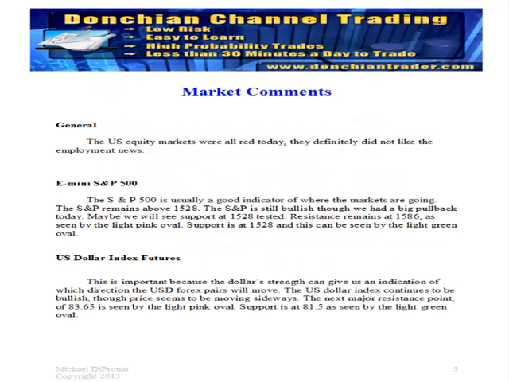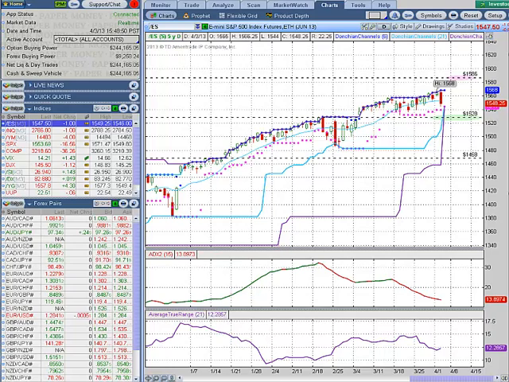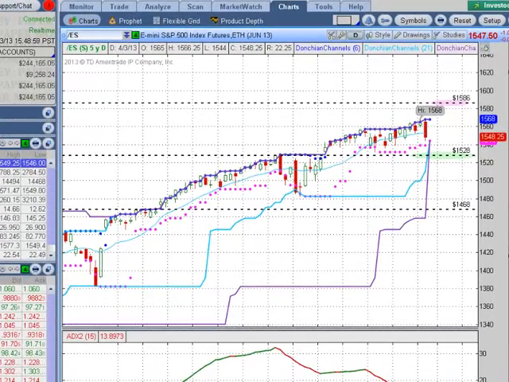The U.S. equity markets were all red today. They definitely didn't like the employment news. Let's look and see what the markets are telling us today. Here's the price chart for the E-mini S&P 500 Index Futures. The S&P 500 is usually a good indicator of where the markets are going.